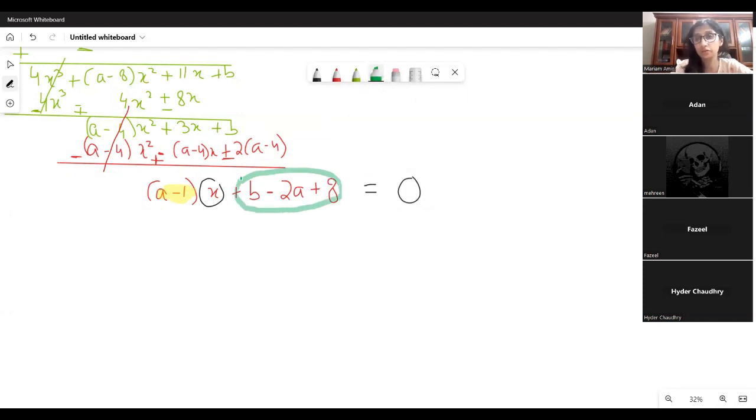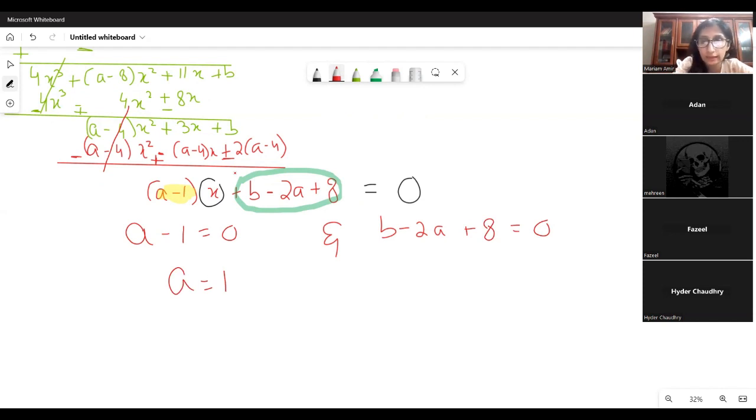If the remainder is equals to 0, that means the coefficient of x must be 0 and the constant must be 0. So a minus 1 should be equals to 0 and the constant being added to it, that must also be equals to 0. So we're getting a equals 1 and then b minus 2 times 1 plus 8 is equals to 0. B equals minus 6. A is 1 and B is minus 6. That's it.